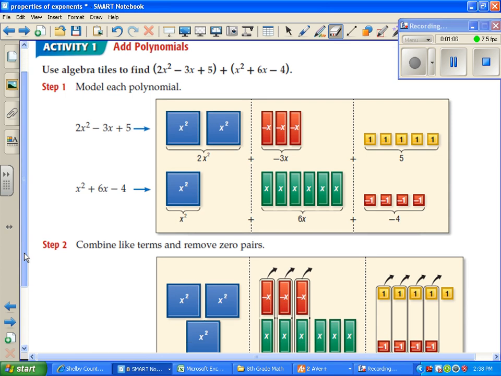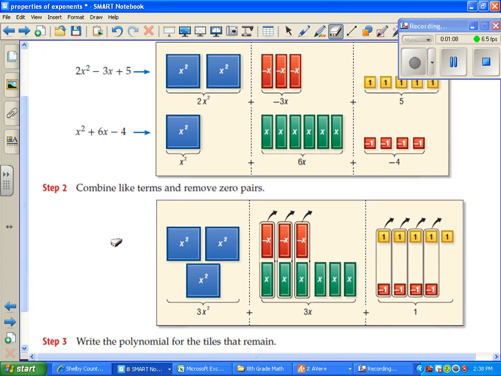So the next step is to combine your like terms. So we're going to put all of our x squareds together, and are they all positives? So I end up with 3x squareds. Okay, now I look at all my x terms. I can have 3 pairs that zap out. I cross those out. I'm done with them. Don't need them again. They're gone. And I'm left with just 3 x's.